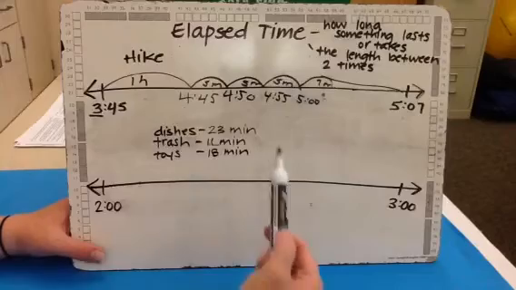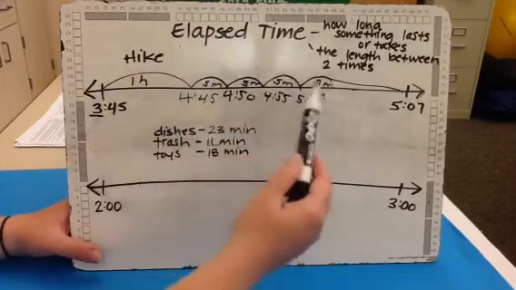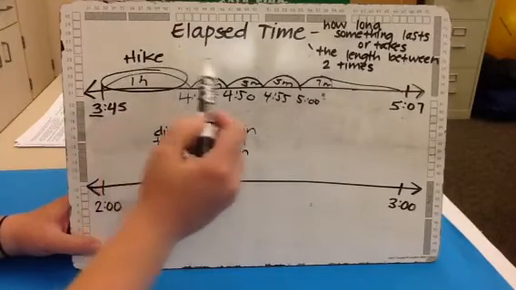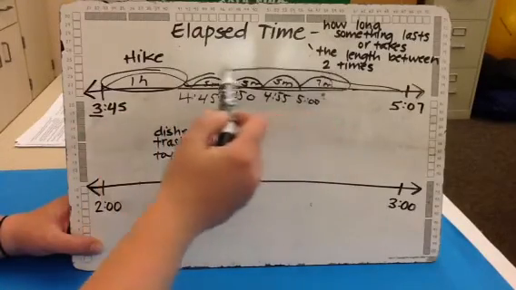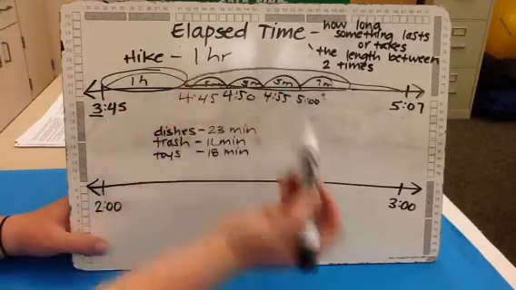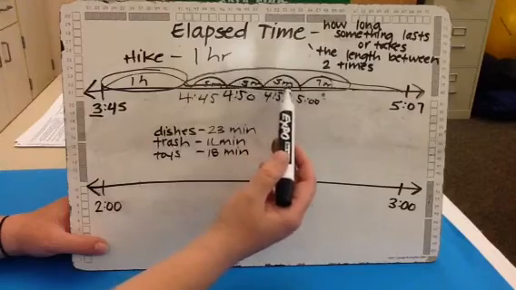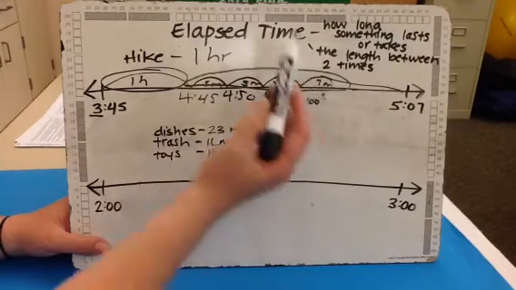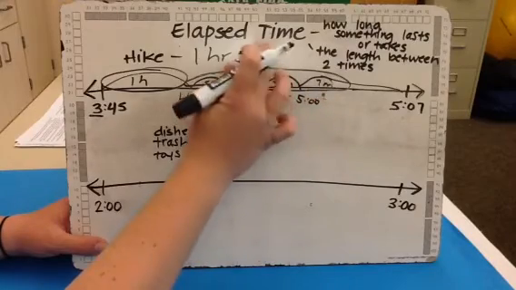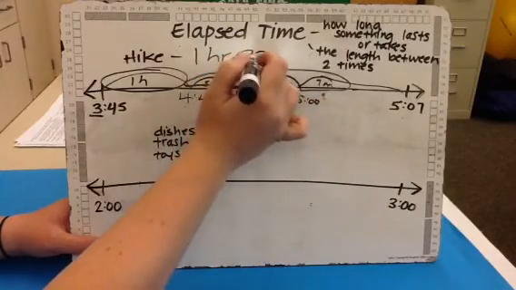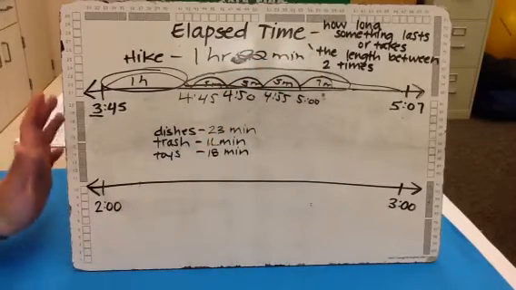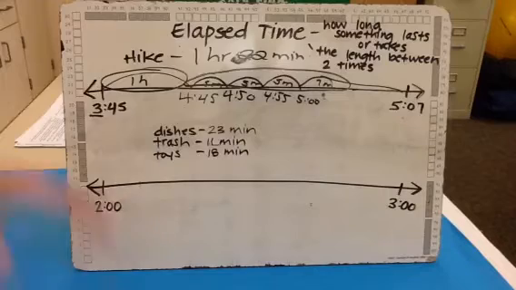So now I need to figure out the duration, though. I figured out here, but I need to actually put it all together. So I like to circle my hours together and then my minutes together. So my hike was 1 hour, and then my minutes here are 5, 10, 15, and 7 more is 16, 20, 22 minutes. 1 hour and 22 minutes was the duration of my hike. That's how long I was hiking for. Okay, so that's one example of elapsed time.